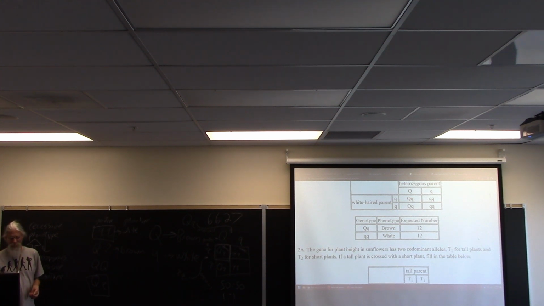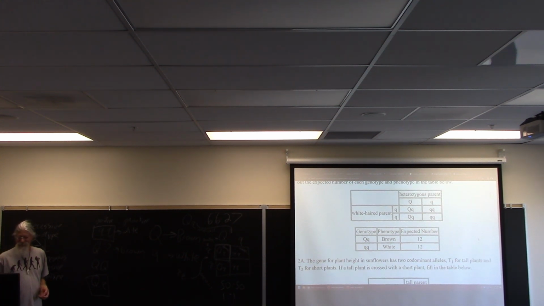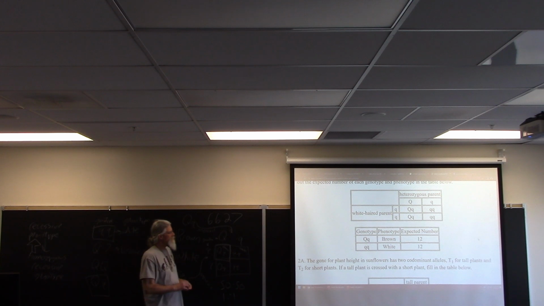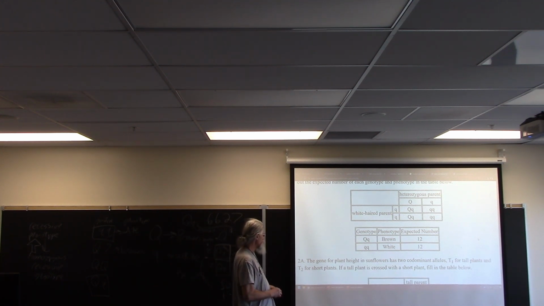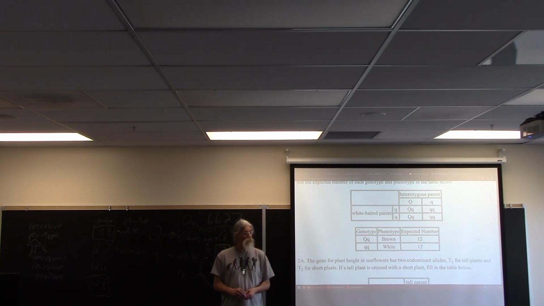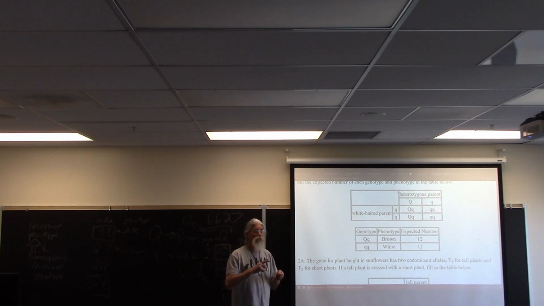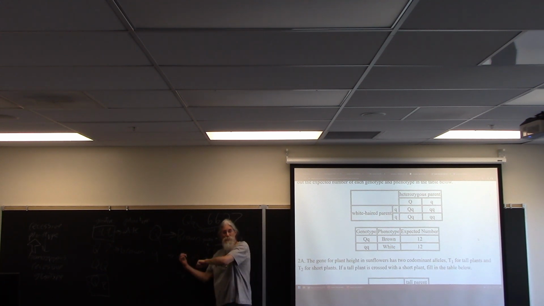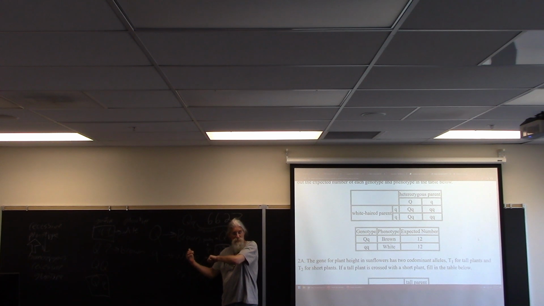There we go, look at that. Let's not go to the next one yet, so that we can see what the answer is. So the gene for plant height in sunflowers has 2 codominant alleles. Okay, so now we already saw a dominant recessive relationship.